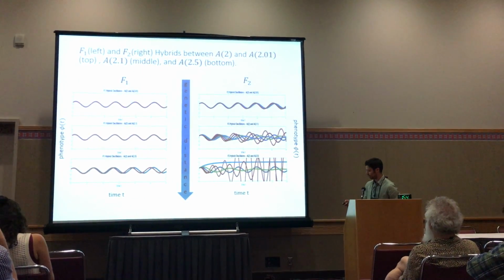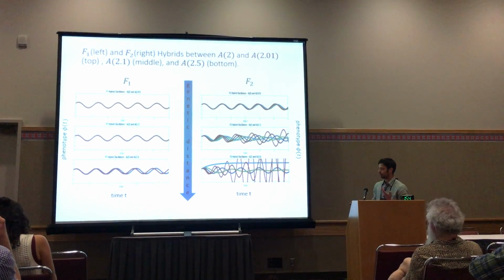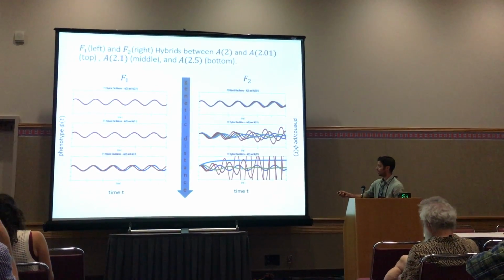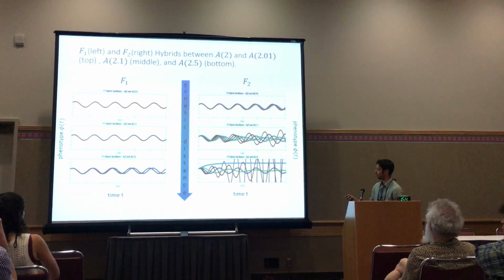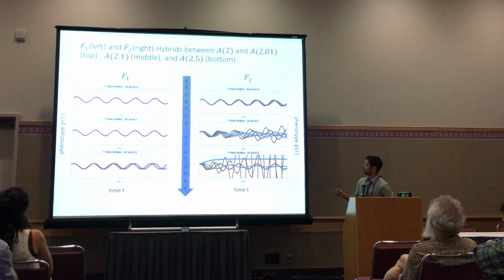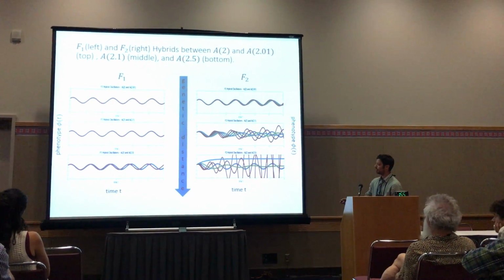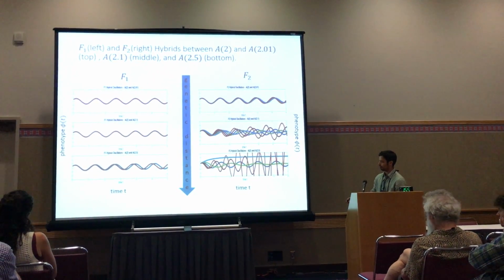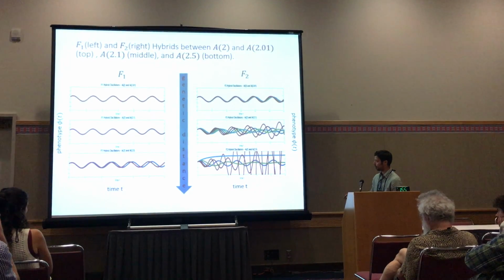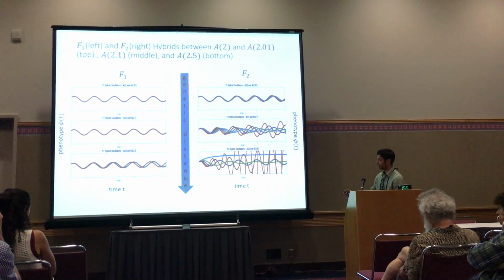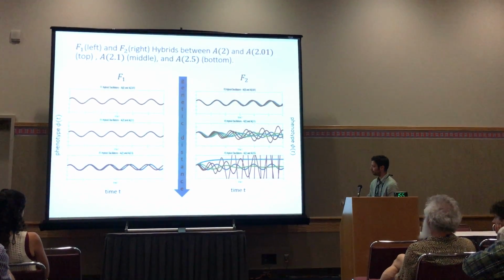However, if we cross populations of tau of 2 and 2.1, so the networks change a little bit more, you can see the F1s, again, the dynamics qualitatively look more or less as they should, but the F2s start to oscillate a little bit more wildly. Finally, if we look at an even larger genetic distance, where we cross 2 and 2.5, the F1s start to actually get a little bit out of phase. The F2s oscillate even more wildly, and even one F2, this light blue line here, doesn't oscillate at all.